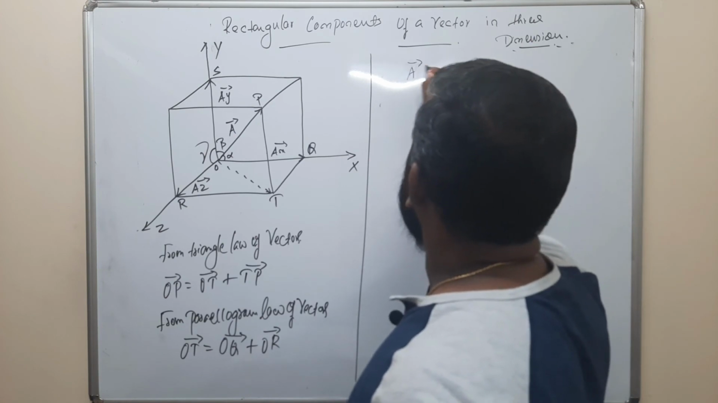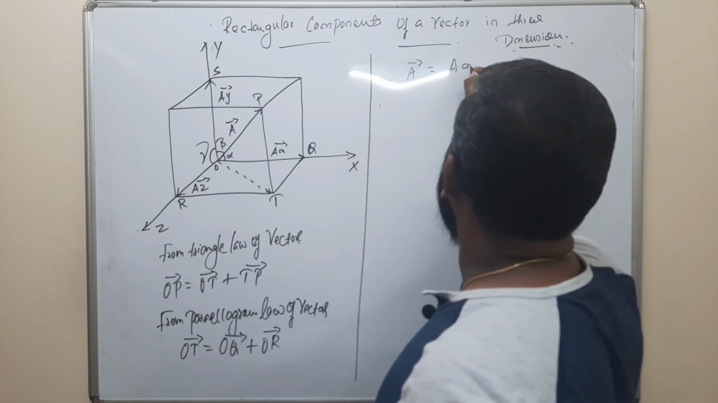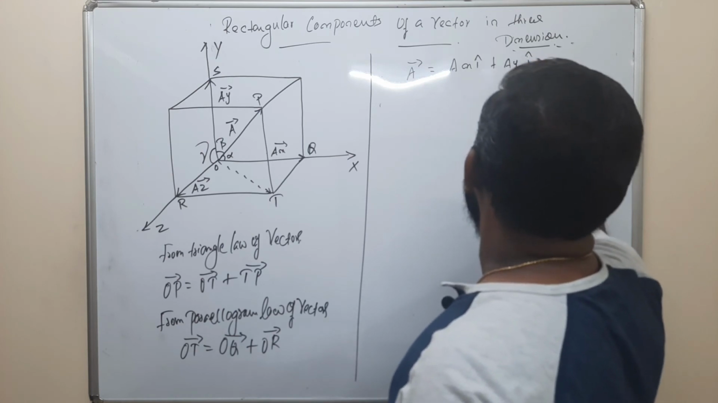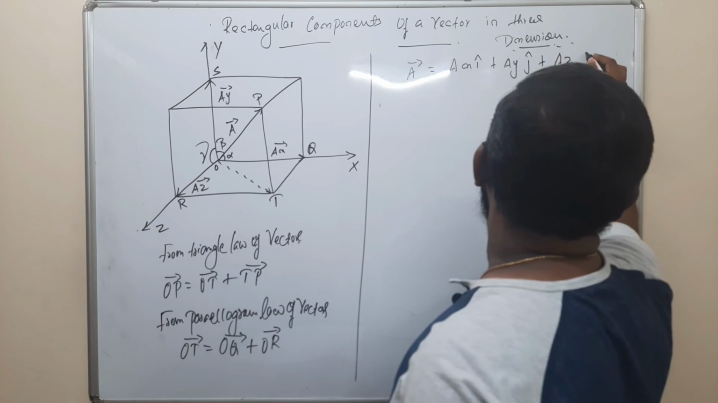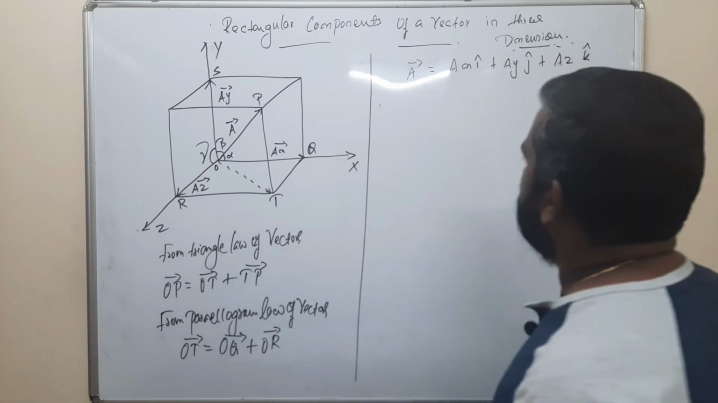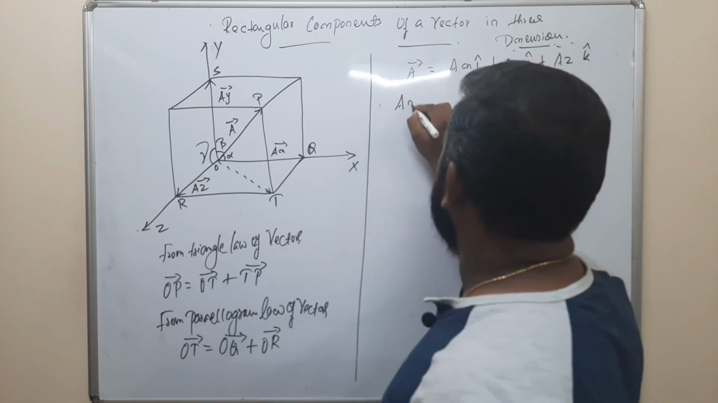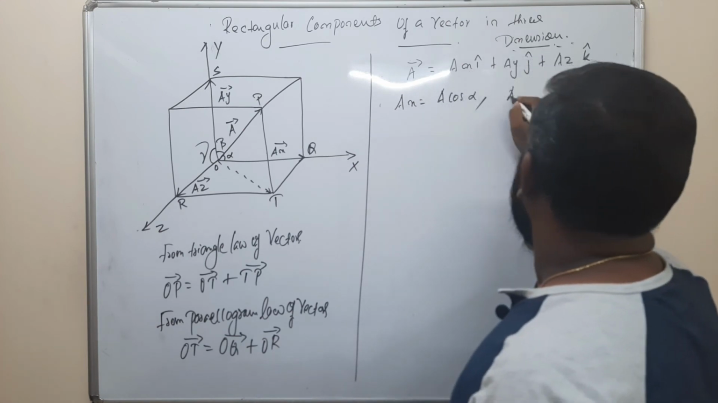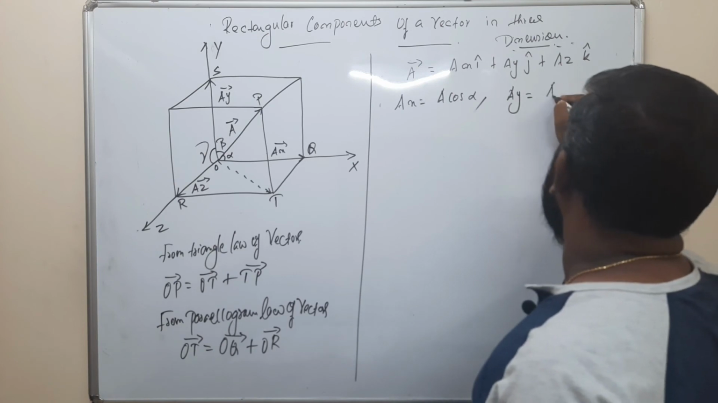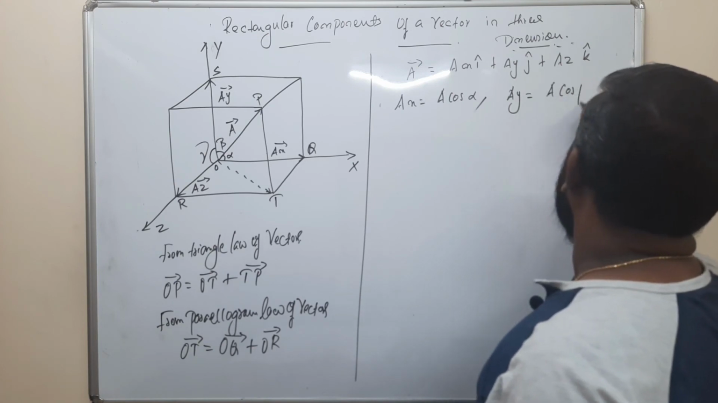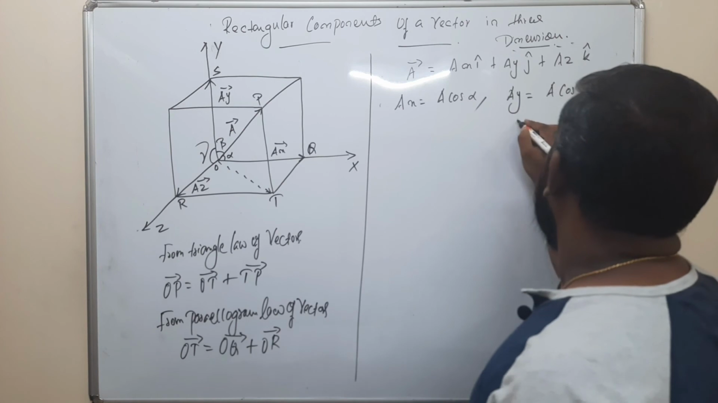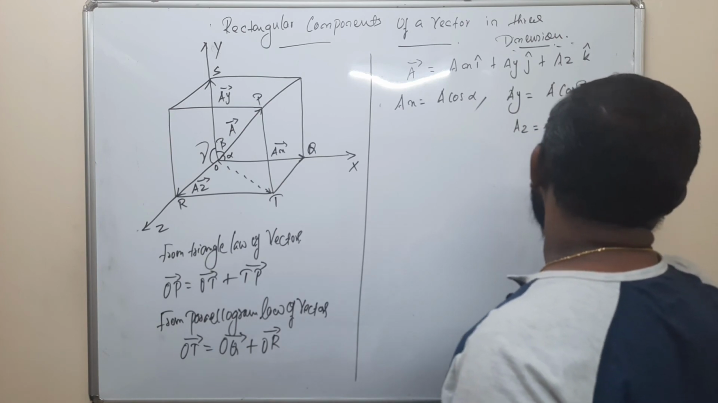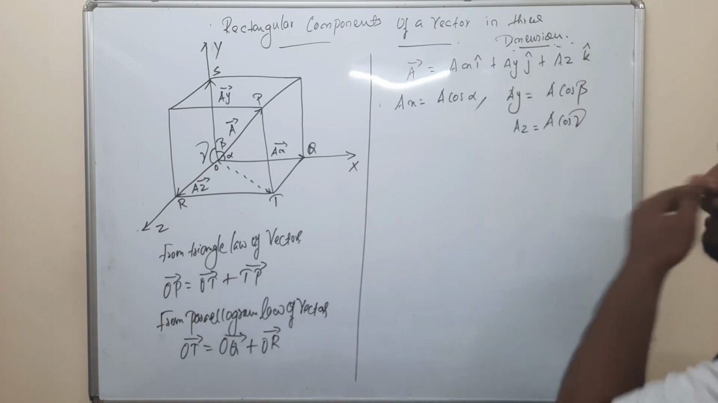A vector is equal to Ax i cap plus Ay j cap plus Az k cap. So what is the x component? Ax equal to A cos alpha, Ay is equal to A cos beta and Az is equal to A cos gamma.